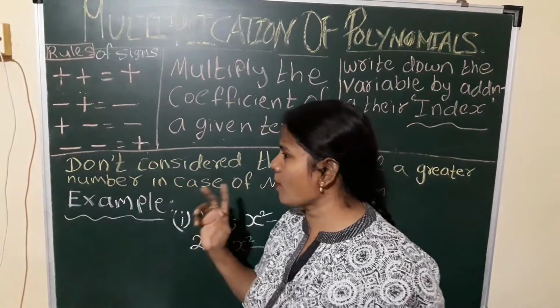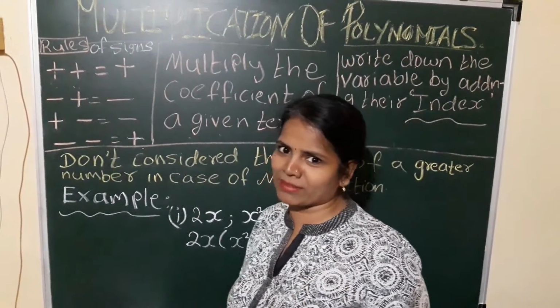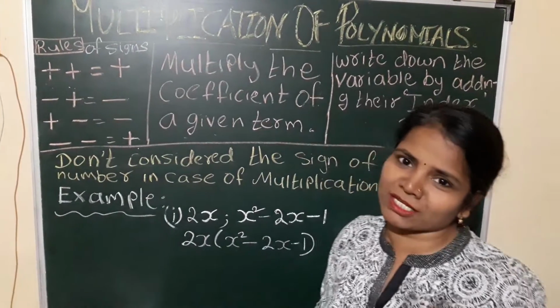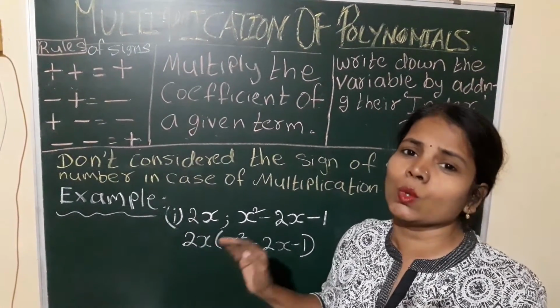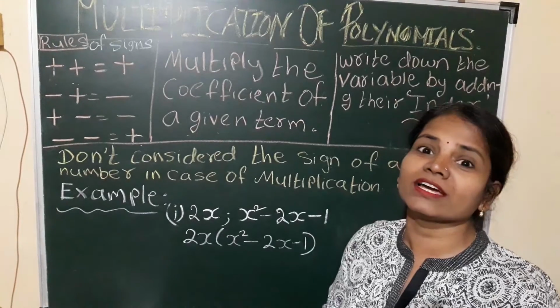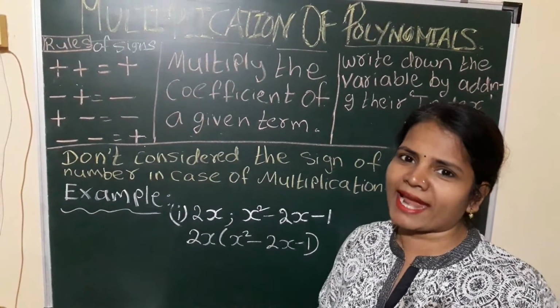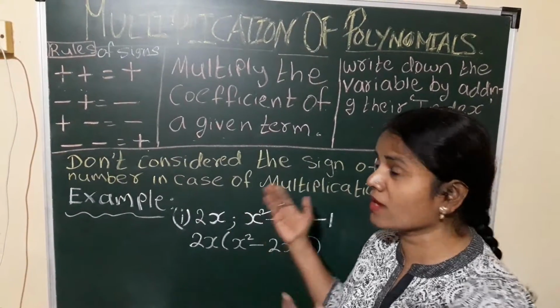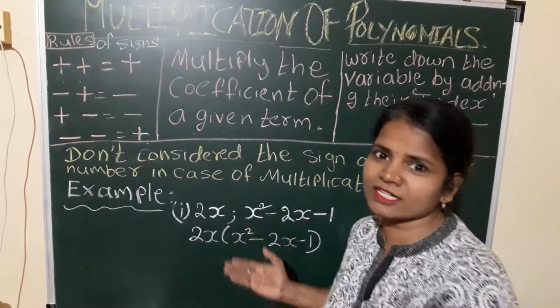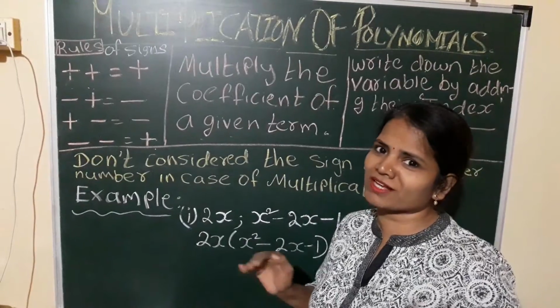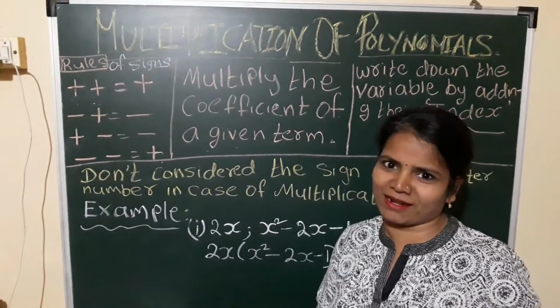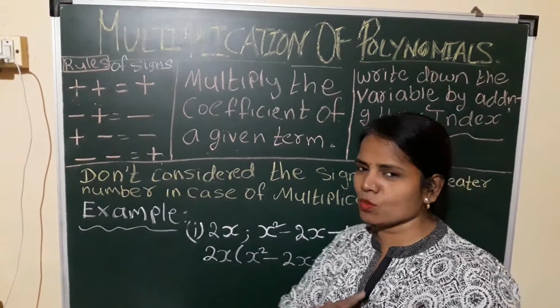Now, the most important point which you need to remember is that in case of multiplication, you don't have to consider the sign of the greater number, like how we used to consider in case of addition and subtraction. Here we are multiplying, so in this case, there is no need of considering the sign of the greater number. Let's start with one example.